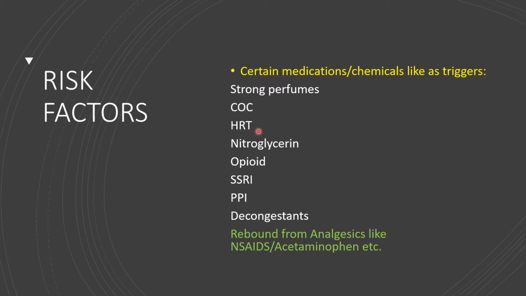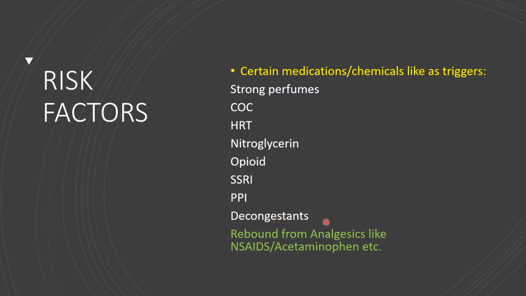Hormone replacement therapy, nitroglycerin, opioid, selective serotonin reuptake inhibitors, proton pump inhibitors, even as small as decongestants. Why did I say as small as decongestants? Because when we look at all this, we think they are big medications, right? In fact, we use some of them even for prevention. We'll go into that later on. And why could something you use for prevention turn out to be what will trigger your attack? We'll get into that all here.